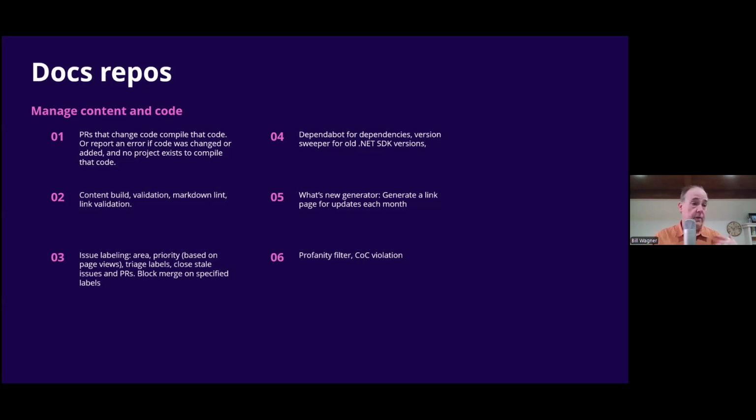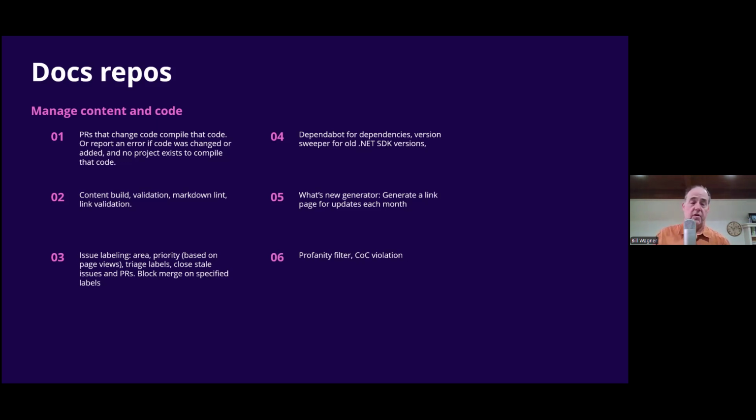Because we have so many samples, we have a homegrown tool called the .NET Version Sweeper. It searches all of our sample projects and flags any that are on a .NET version that's going out of support, or not the latest current or the latest LTS version. Then we know to look at those and make updates there.